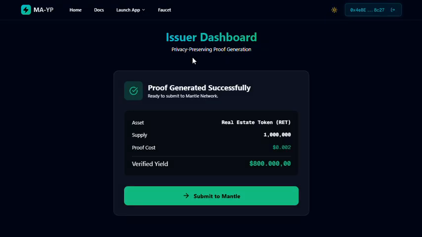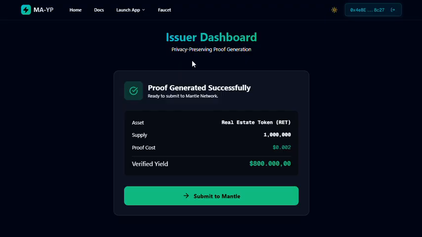Behind the scenes, here's what VIEL does. Using a circom circuit, a mathematical blueprint for privacy, VIEL computes a zero-knowledge proof. This proof proves the issuer correctly calculated $800,000 net yield without revealing the revenue, expenses, or any details. At the same time, VIEL builds a Merkle tree from all 10,000 investor addresses and their RET token holdings. This creates a Merkle root, a single cryptographic fingerprint of all investors.